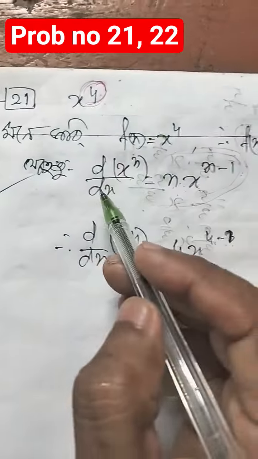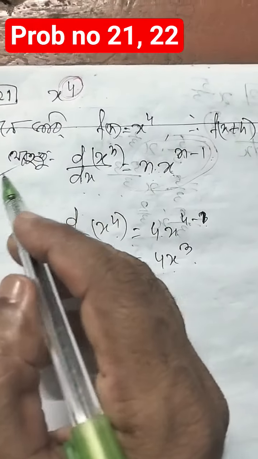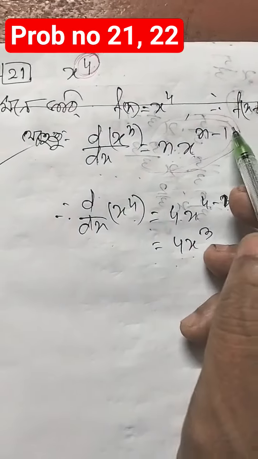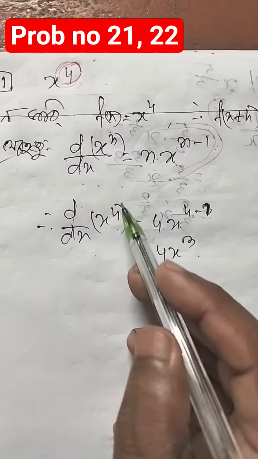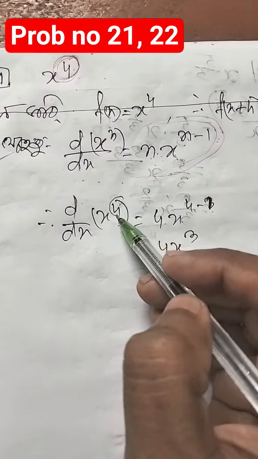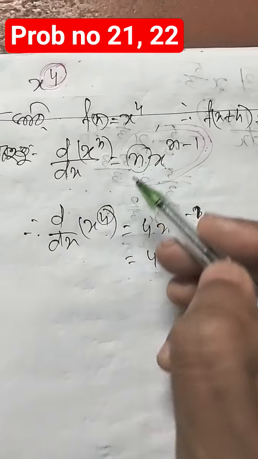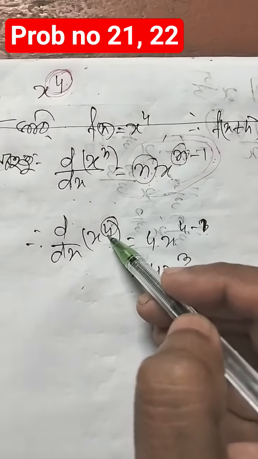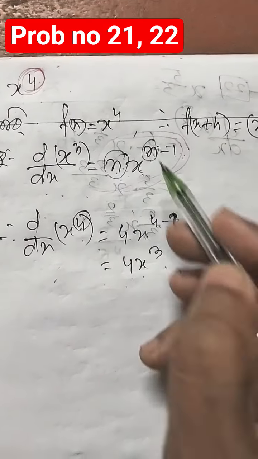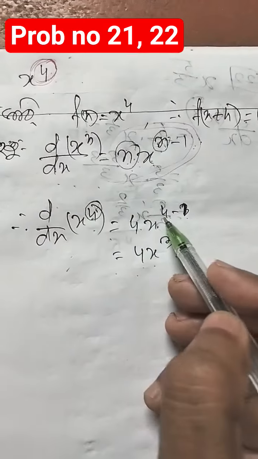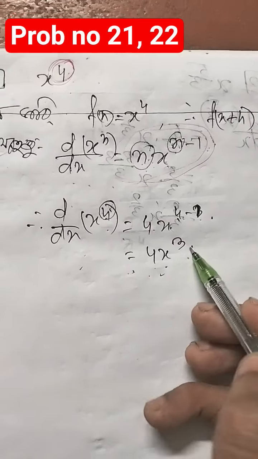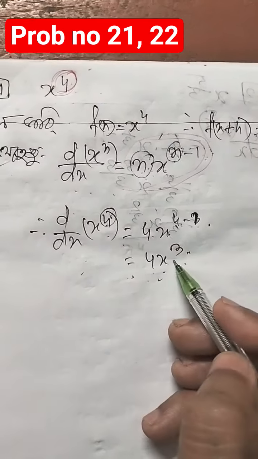number 21. We know d/dx of x to the power n equals n into x to the power n minus 1. So d/dx of x to the power 4 equals, this is n, this is n, this is n, 4 minus 1. So 4 into x to the power n minus 1, মানে 4 minus 1. So 4 into x to the power 3, অথবা x cube.